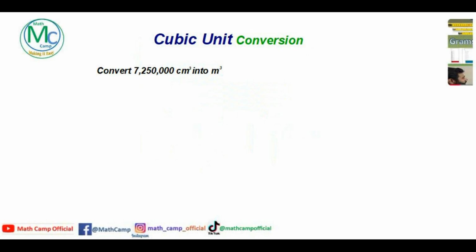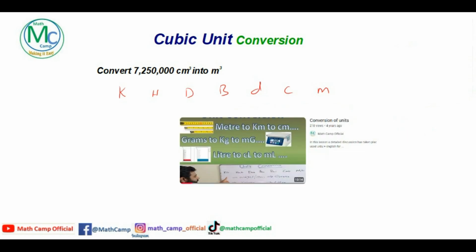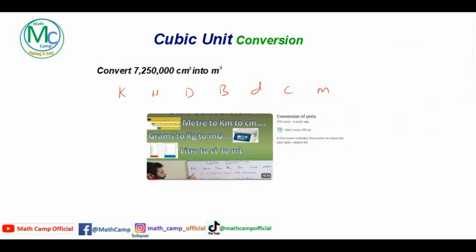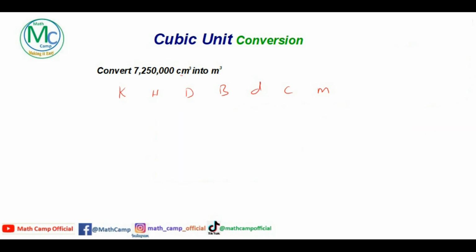Again, I'm going to start with my unit conversion technique, which is King Harry died by drinking chocolate milk. For this technique, if you want to understand in detail, you can visit my YouTube channel, and over there you can search for conversion of units. So we have to move from centimeter to meter. Centi is C and meter is the basic unit. So we have to move 2 jumps backward. That means divide by 10, divide by 10.